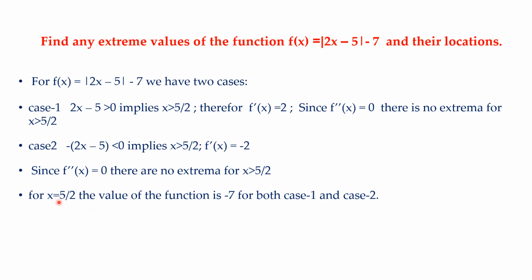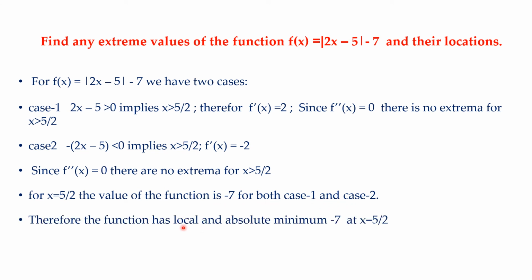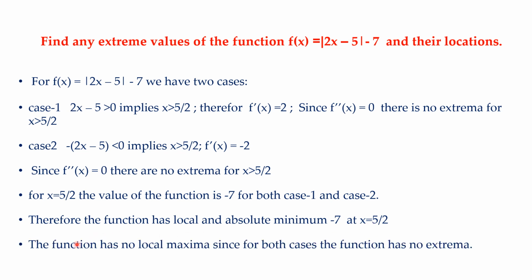So for x equal to 5 divided by 2, the value of the function will always be negative 7 for both cases, case 1 and case 2. Therefore, the function has a local and absolute minimum equal to negative 7 at the point x equals 5 divided by 2. The function has no local maxima, since for both cases the function has no extrema.